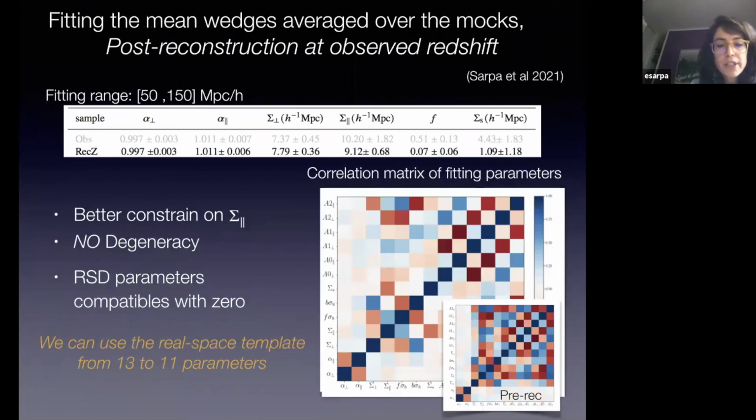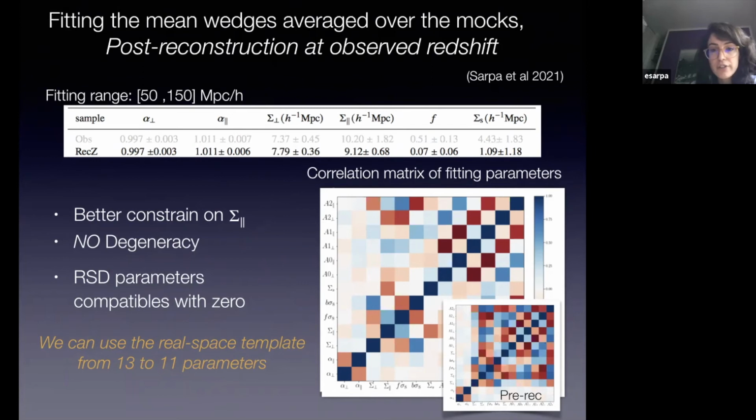So we then proceed again to fit the mean wedges of the correlation function. And what we see is that the constraint on sigma parallel is strongly improved. And this is because the degeneracy between the fitting parameters is strongly reduced. This is because we don't have anymore all the sources of nonlinearity that were not well modeled by our template, which caused this degeneracy.